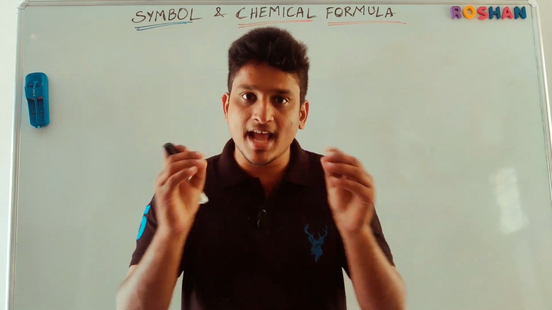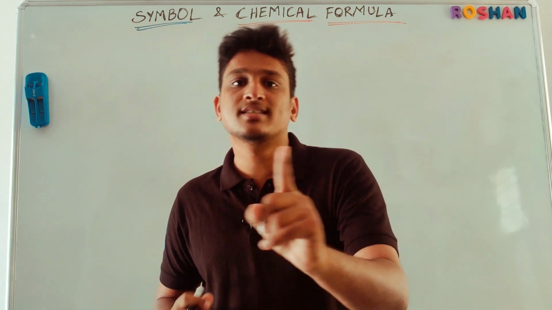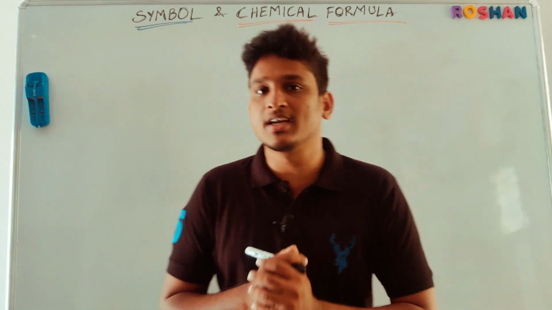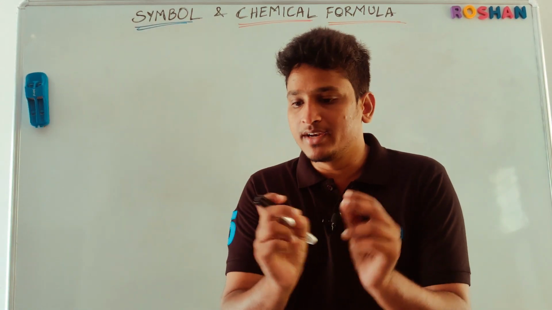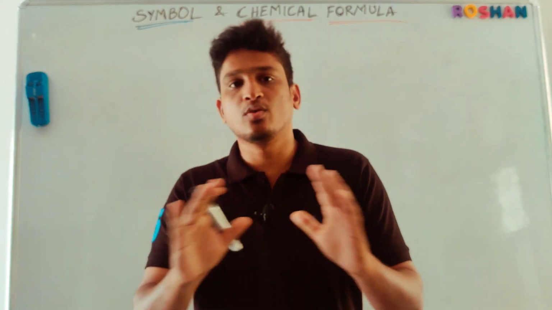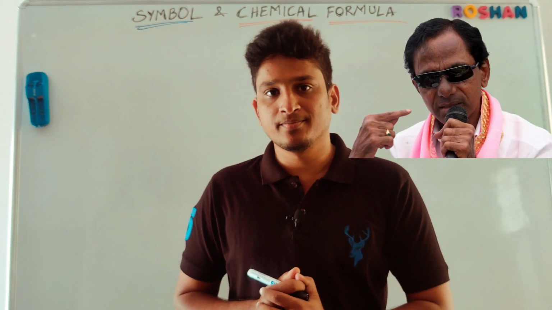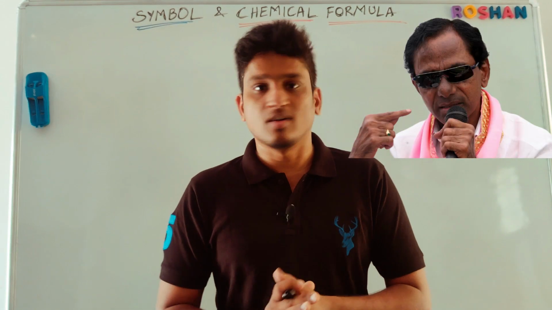Like that, every element has its own history, but no need to focus on that. You have to focus on how these elements are represented. Why? Because these elements participate in chemical reactions. If they are participating in a chemical reaction, do we need to write the whole element name every time? No. We need to indicate a shortcut. For example, who is the Chief Minister of Telangana? KCR. Are we saying the full name? No. Shortcut. Got the clarity?